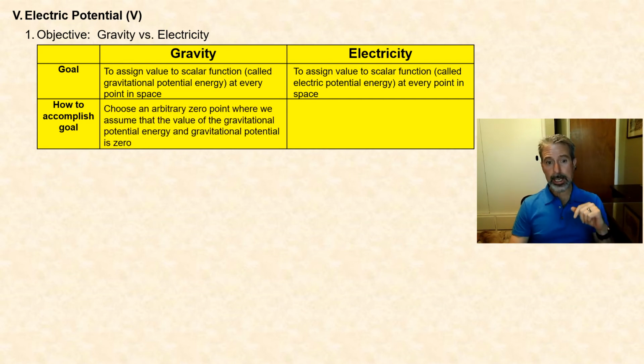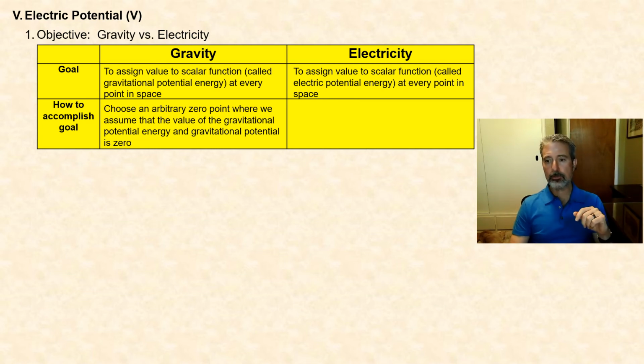How did we do this in the case of gravity? Well, we needed to choose an arbitrary 0 point where we would assume that the value of the gravitational potential energy and the gravitational potential would be 0 at that point. And we could define the gravitational potential and gravitational potential energy of all other points relative to that point.